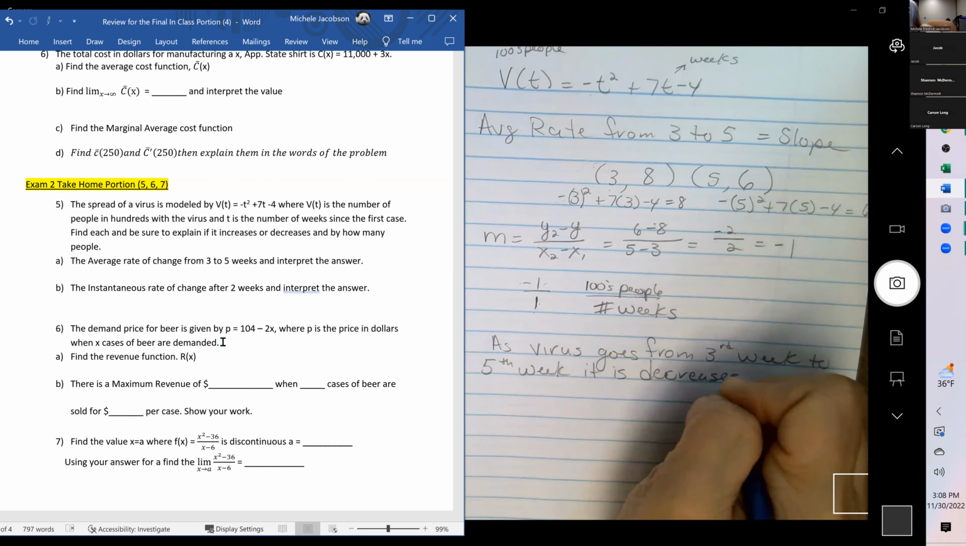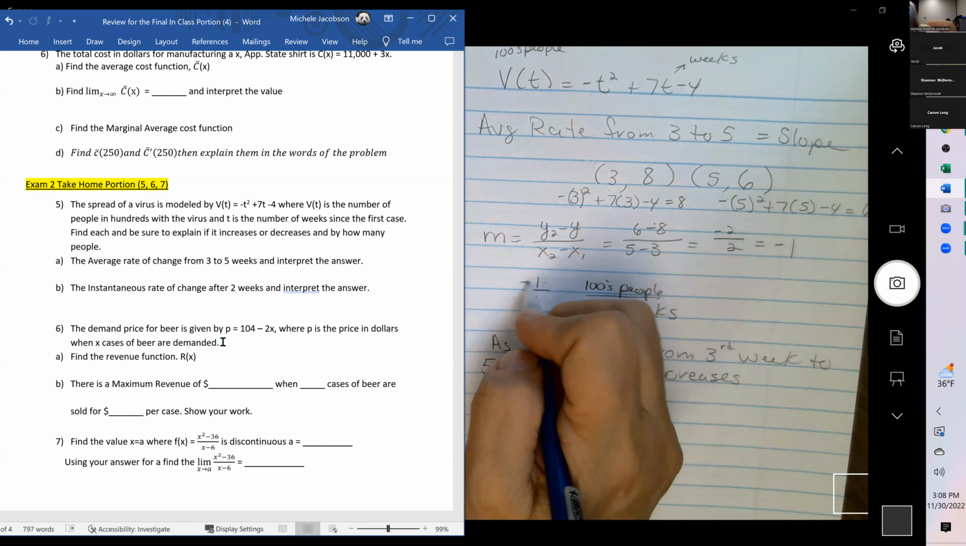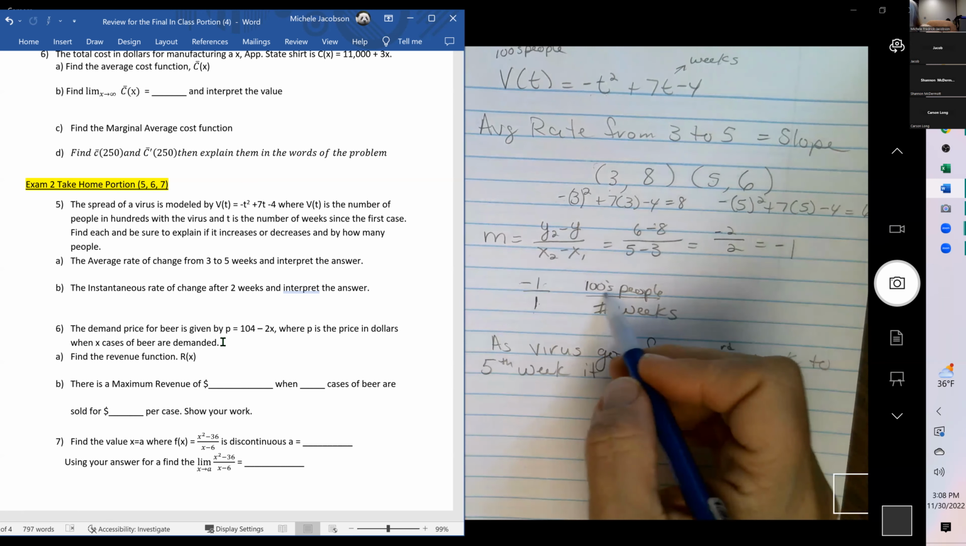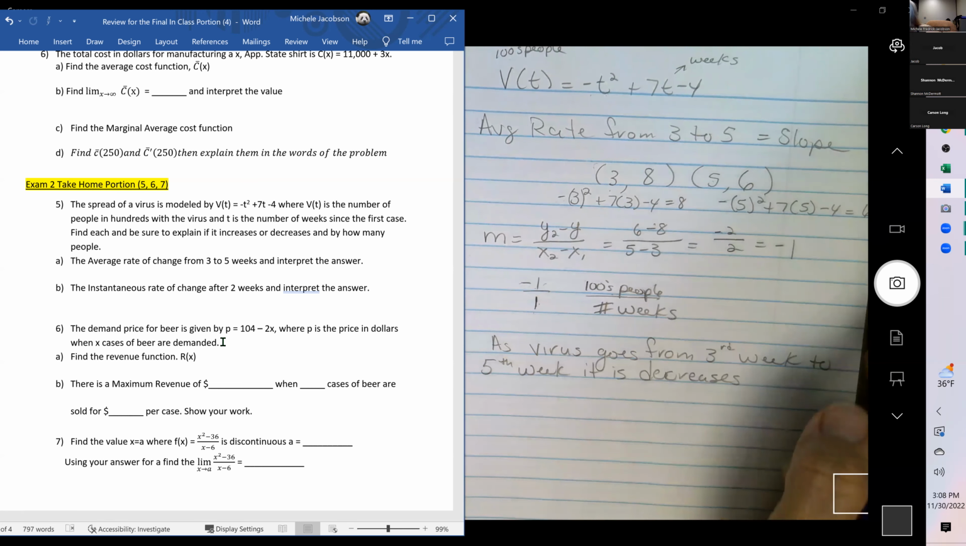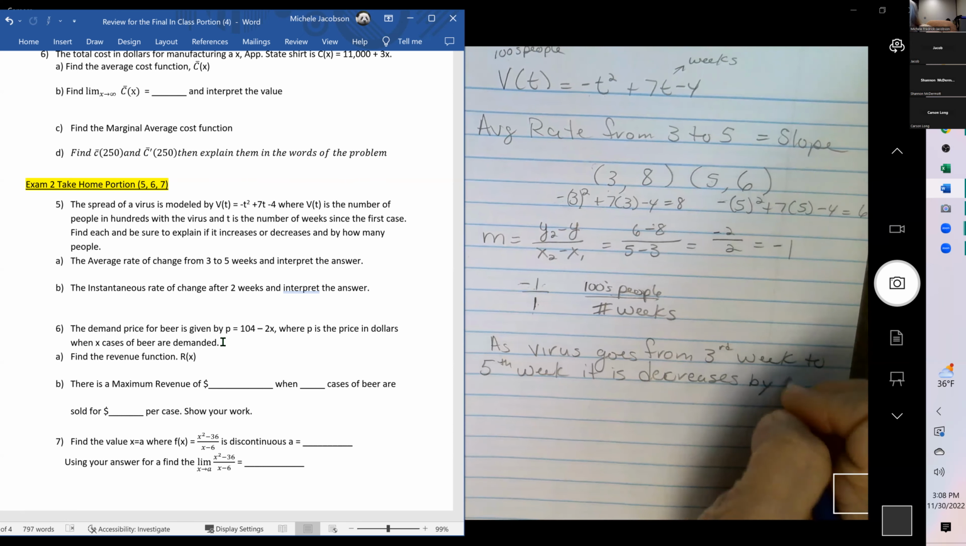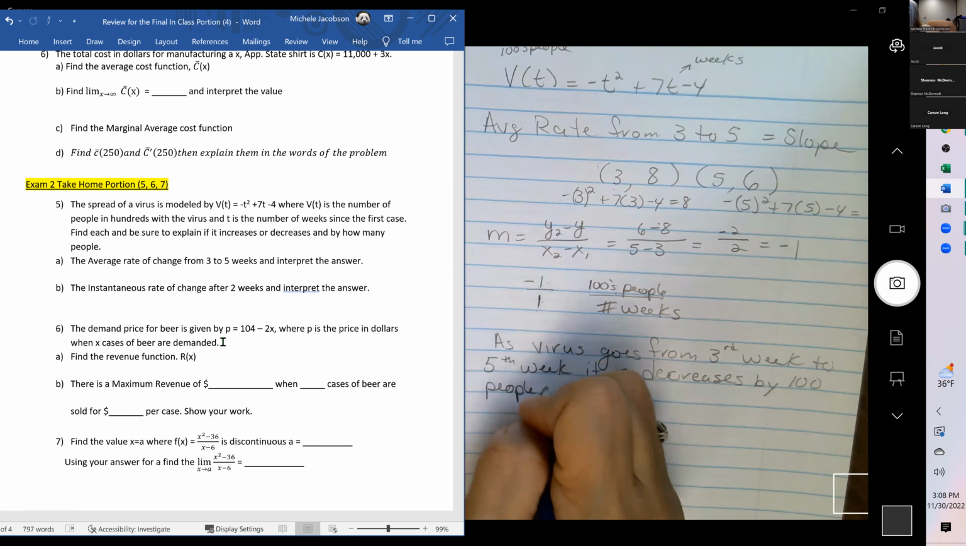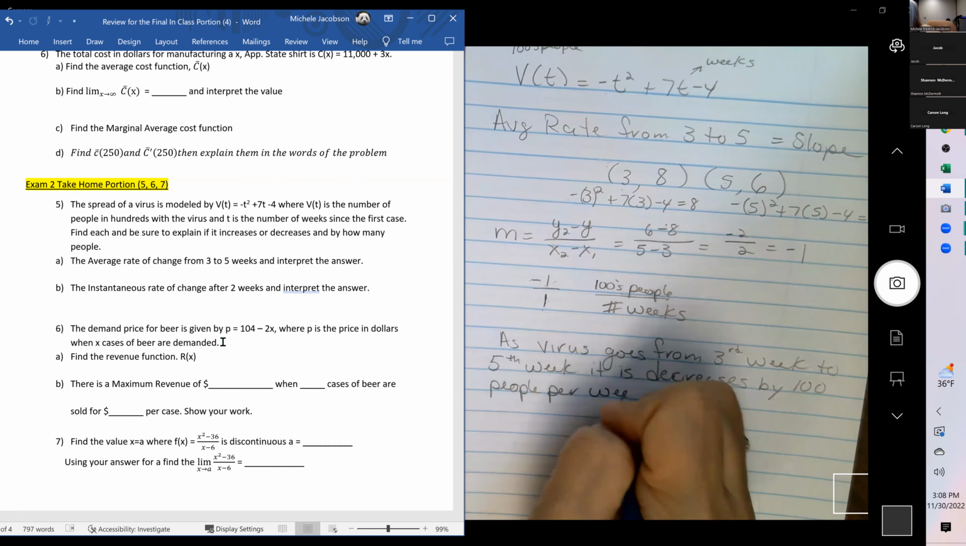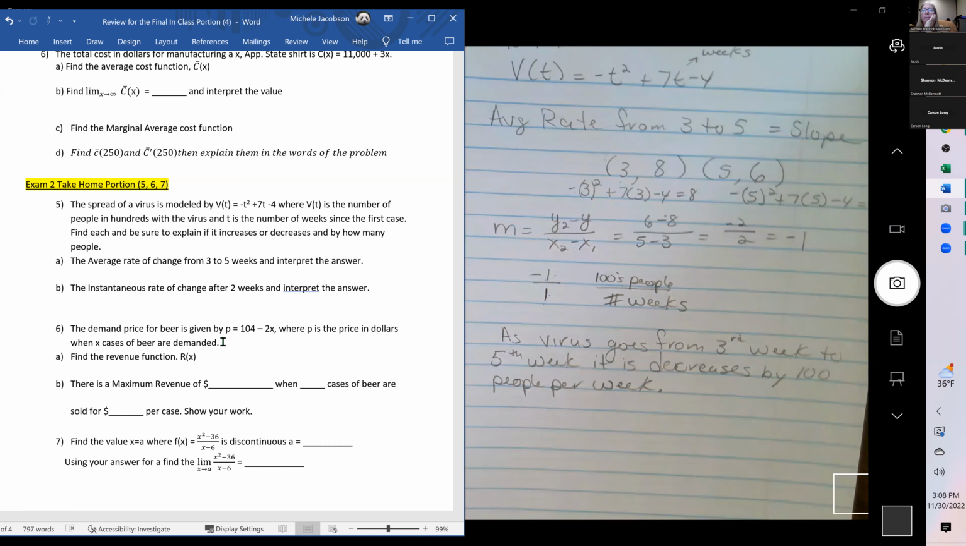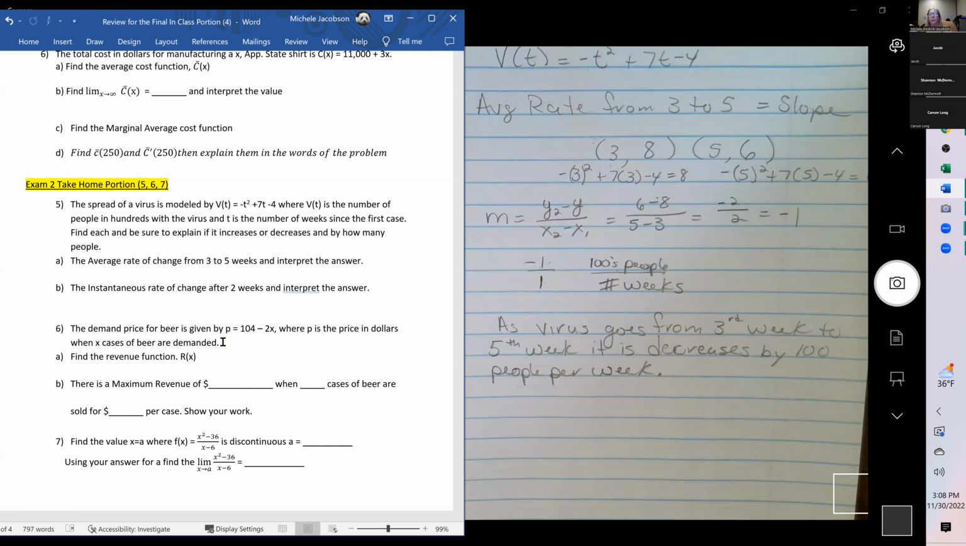So the decreasing is because it's a negative. And then it's 100 because 1 times 100 is 100. So as we go from the 3rd to the 5th week, the virus is decreasing by 100 people per week. Any questions on that?